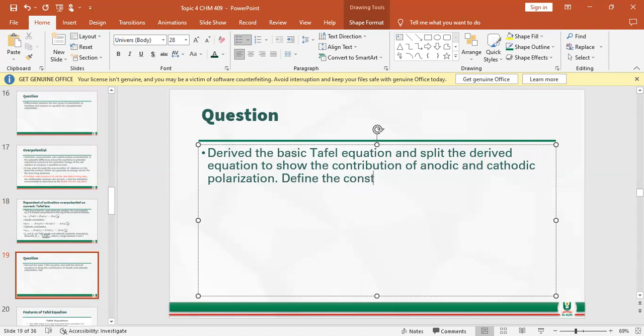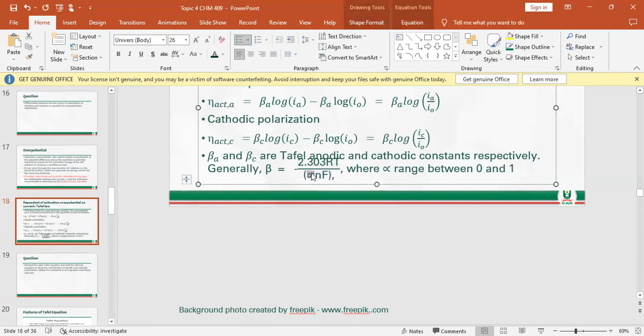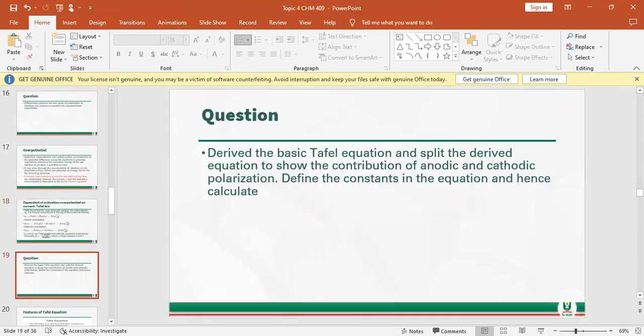Define the constant in the equation and calculate. The constant here is defined here. In case you don't remember, this constant beta is given that. You can see that R is a constant, T is temperature, F is the Faraday's constant, N is the number of electrons, alpha is a parameter that depends on the reaction. I will give you the value for R and expect you to calculate beta.